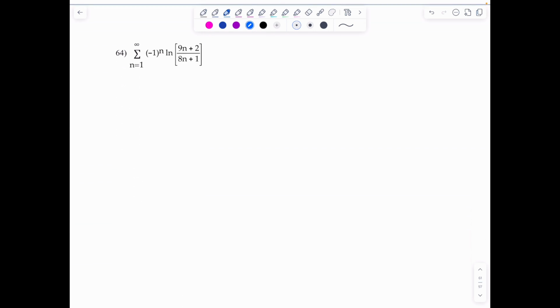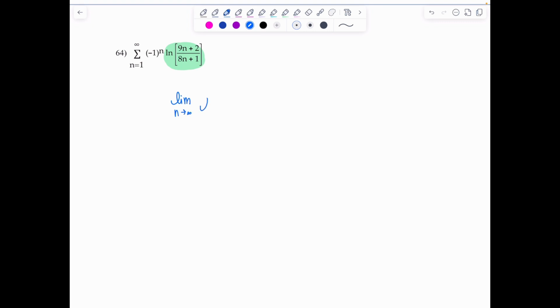Okay. Here we go. We have the same question: absolute convergence, conditional convergence, or is it divergent? So we have the sum, n equals 1 to infinity, of negative 1 to the n times the natural log of (9n plus 2) over (8n plus 1). Now this one, I'm not even going to check if it converges absolutely. I'm not even going to do AST because I'm looking here at the terms and these don't go to 0. As n gets really, really large, do you know where it's going?